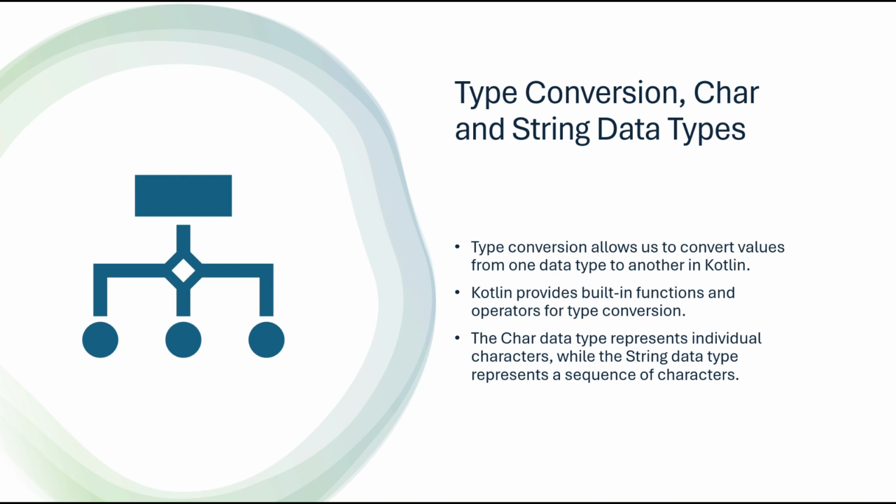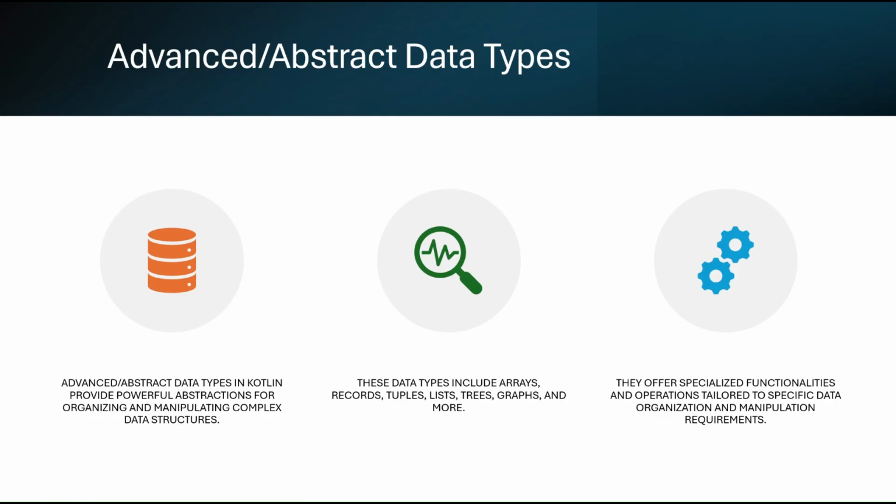Type conversion allows us to convert values from one data type to another in Kotlin, like switching from integer to double and vice versa. Kotlin provides built-in functions and operators for type conversion. The Char data type represents individual characters, while the String data type represents a sequence of characters. We will see examples after we finish discussing the slides.